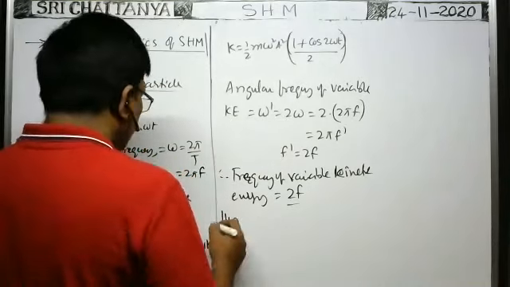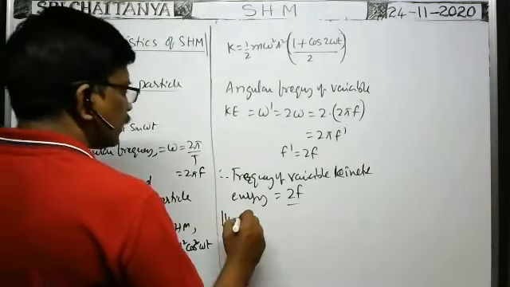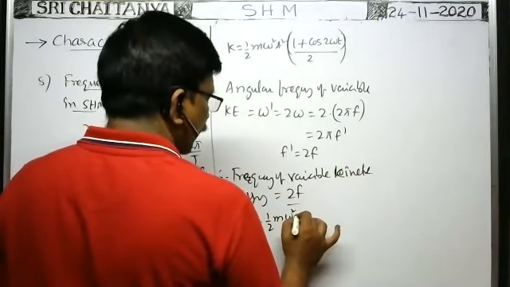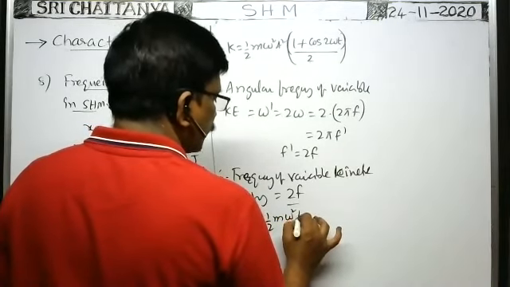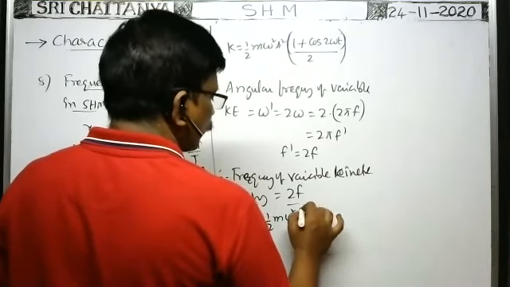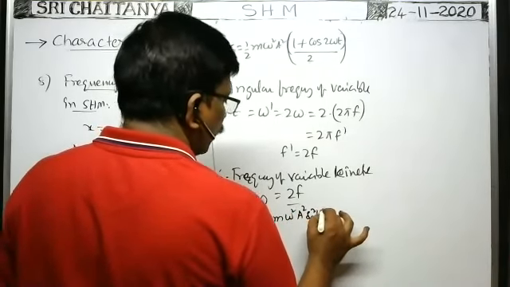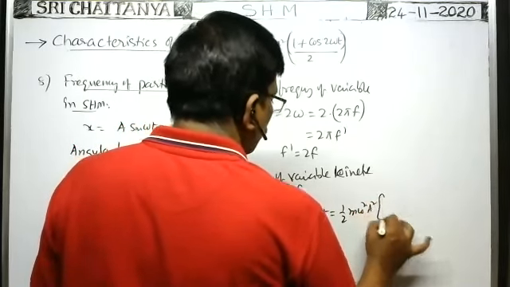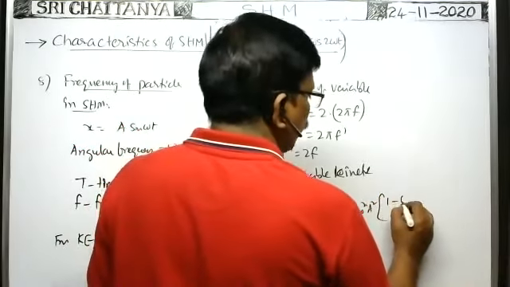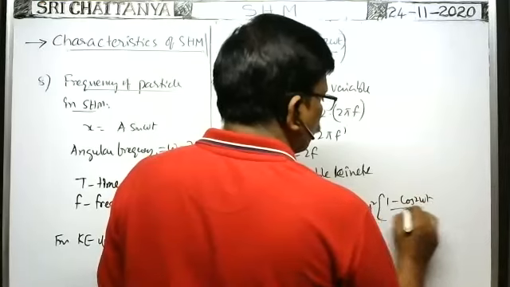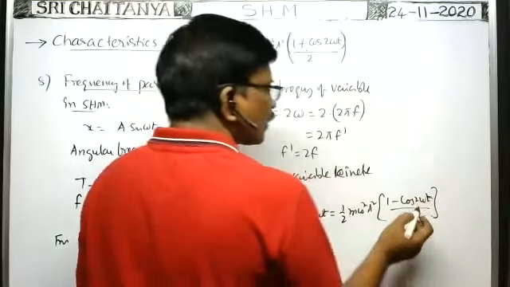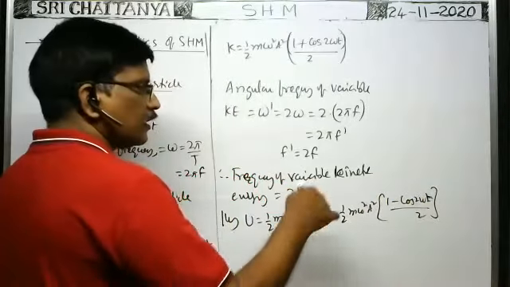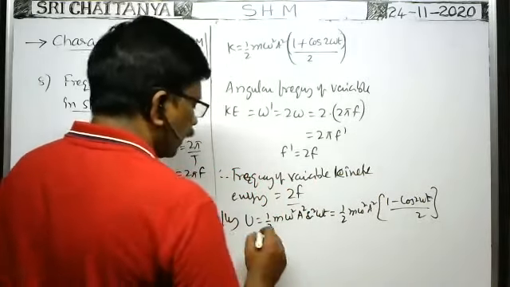Similarly, in case of potential energy also, U is equal to half m omega square into x square. X square can be written as a sin omega t whole square, that means a square sin square omega t. This can be written as half m omega square a square into sin square omega t, which is (1 minus cos 2 omega t) by 2. So instead of omega, 2 omega is there. That's why the frequency of the variable potential energy is also double the frequency of the particle.